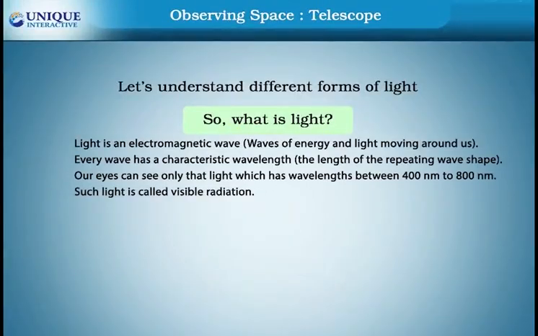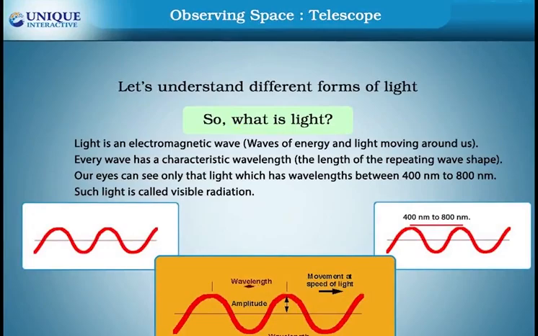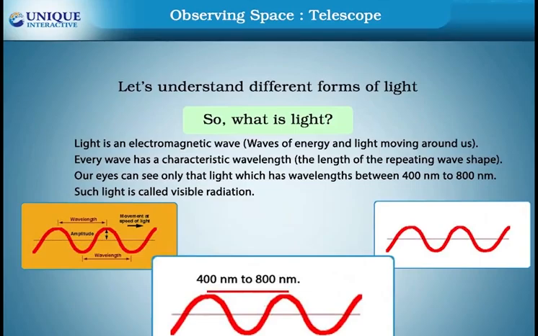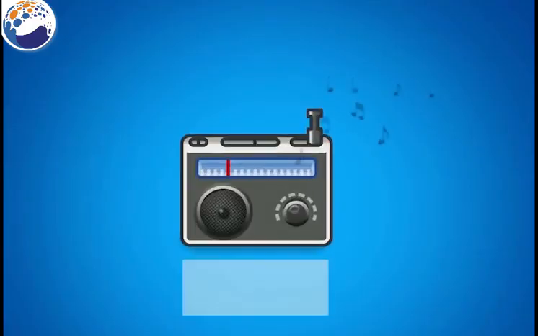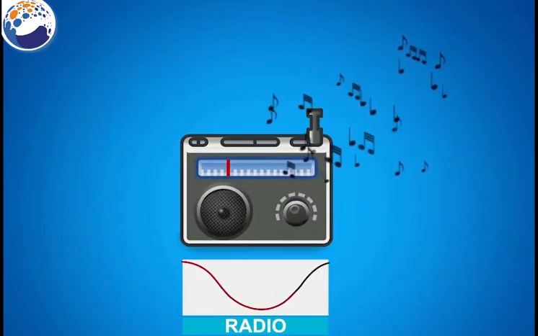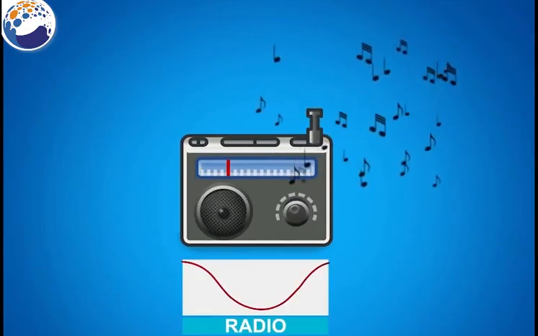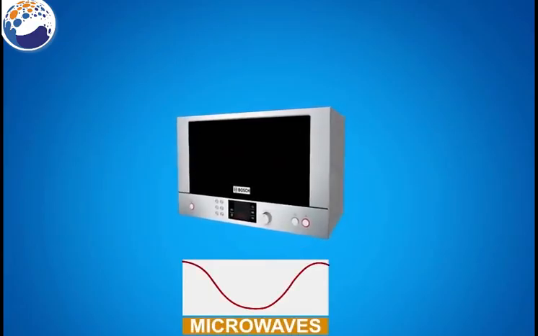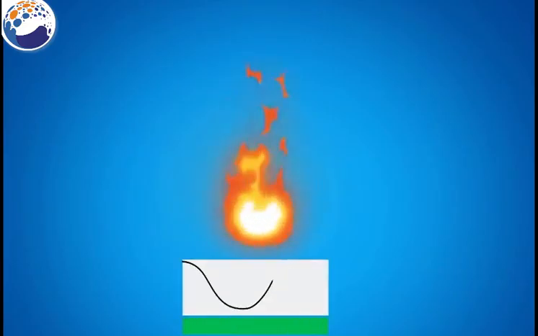So what is light? Light is an electromagnetic wave of energy moving around us. Every wave has a characteristic wavelength, the length of the repeating wave shape. Our eyes can see only that light which has wavelengths between 400 nanometer to 800 nanometer. Such light is called visible radiation. Radio waves have long wavelength and are used for transmission of music at radio stations. Microwaves have wavelength smaller than radio waves and they help in cooking. Infrared waves have even smaller wavelength and they generate heat.